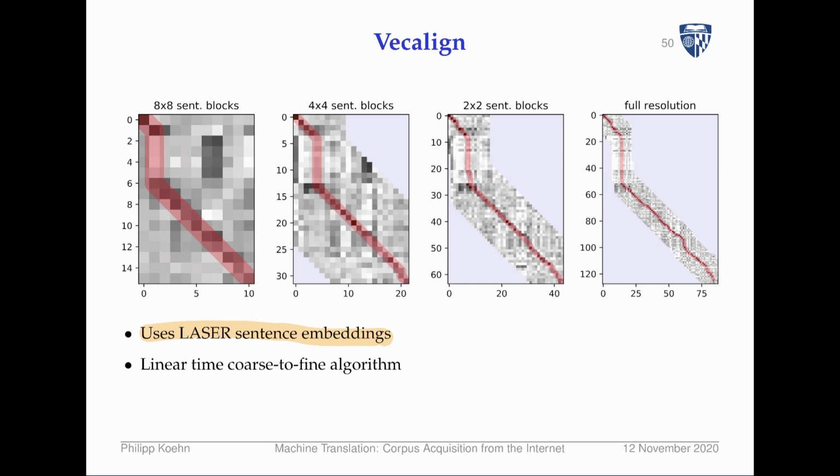The nice thing about these LASER embeddings is that you can also apply them to larger blocks of sentences. You can just average sentence embeddings over 8 sentences in sequence. This allows you to come up with an algorithm that starts out by first aligning larger blocks of text, and then progresses. It reduces the search space to then ultimately do the more fine-grained final sentence alignment. Because of this coarse-to-fine algorithm, this method actually has a linear time complexity.